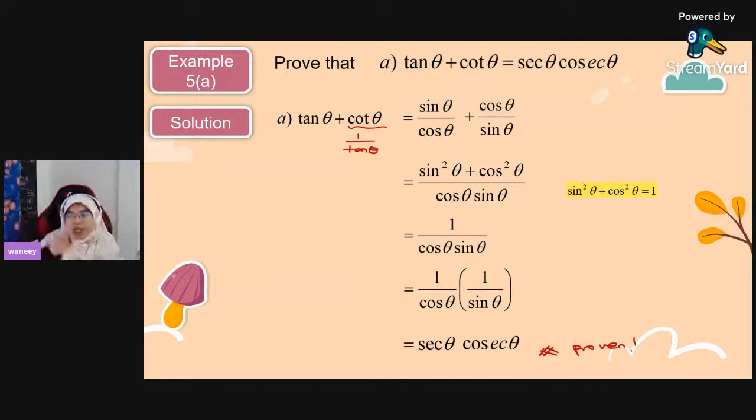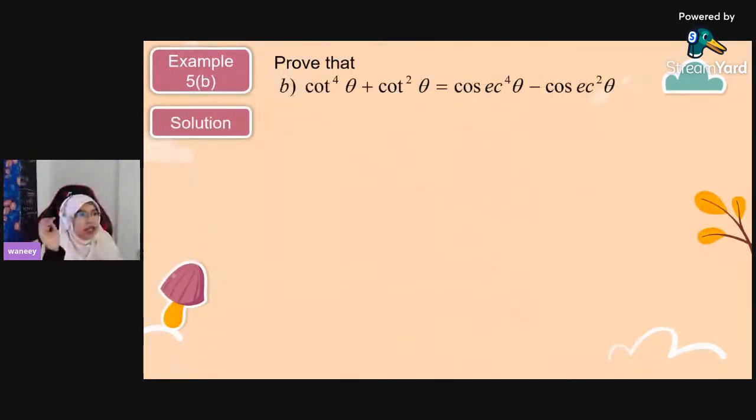Let us move on to the second one. Okay, so now cotangent to the power of 4 theta plus cotangent square theta equals cosecant 4 theta minus cosecant square theta. So now, like I told you, normally try to start from the left hand side first. Sometimes you can easily see which one is easier, which one is harder. But let's say you couldn't see, and you start from the left and suddenly you get stuck, never mind, just do another one with the right hand side.